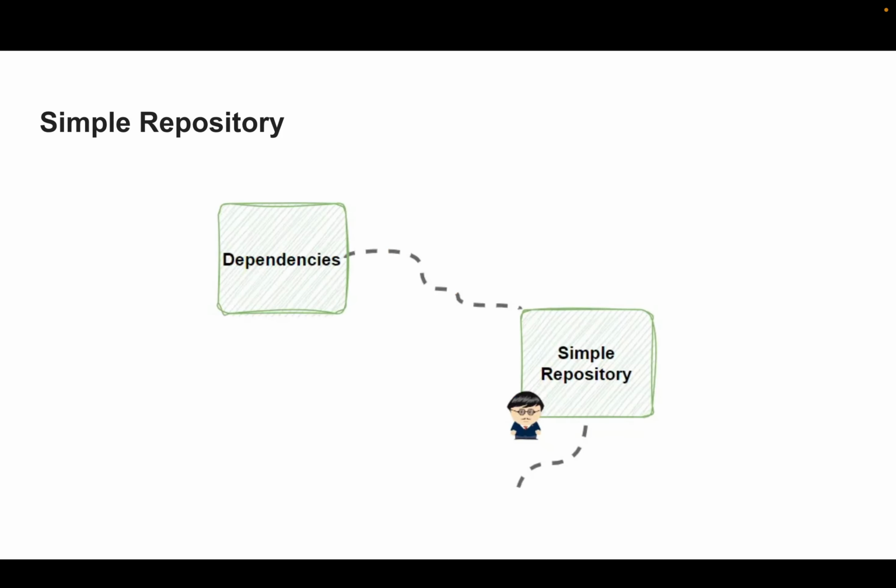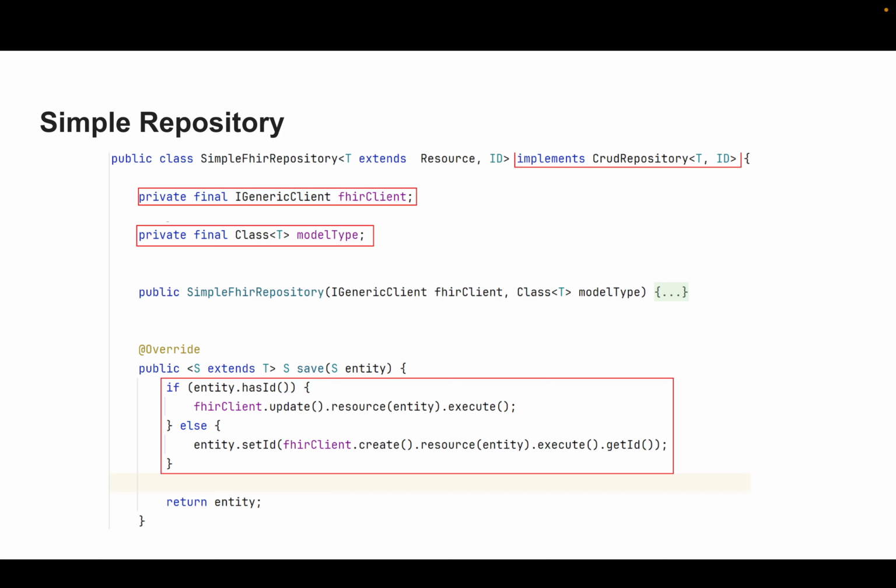The next step, we are going to implement a simple repository. A simple repository is the repository that will be used as the default implementation when we don't specify any query methods, any native queries, but just put the empty interface. So in our simple FHIR repository, we will implement the CRUD repository interface. We need to have a reference to the FHIR client bean and a specification of the model type we want to retrieve. So for each resource type, we will have a class specification. And also here we are implementing all the CRUD operations.